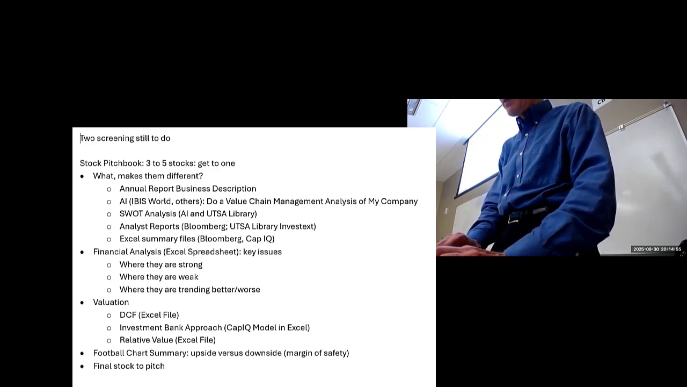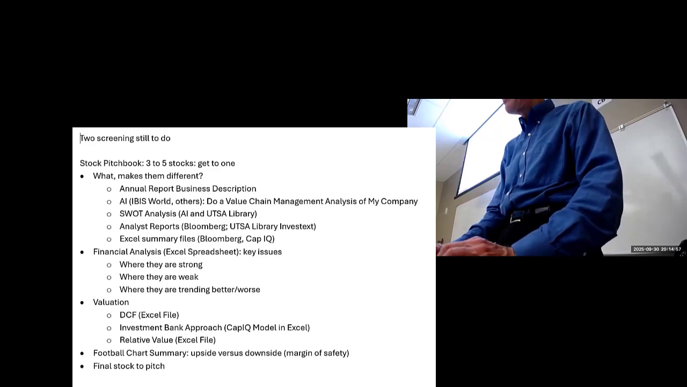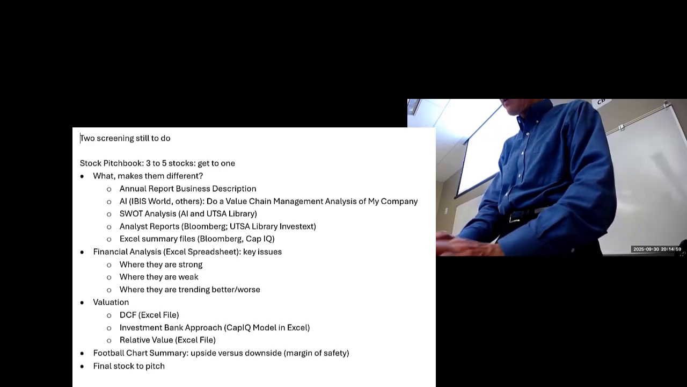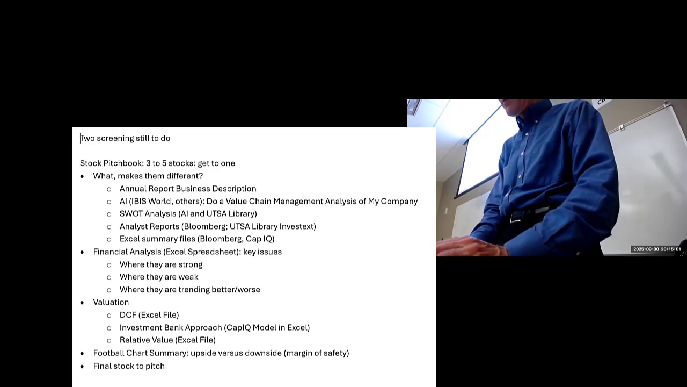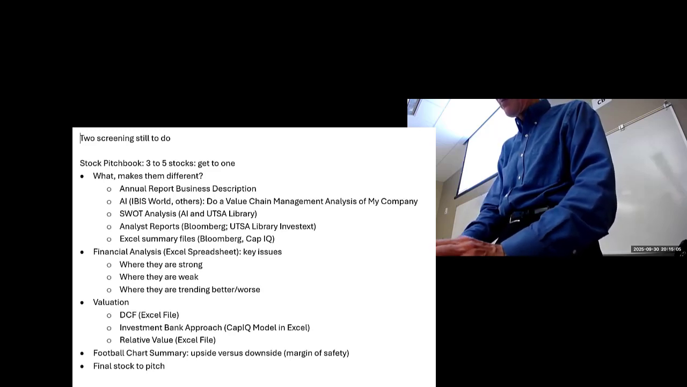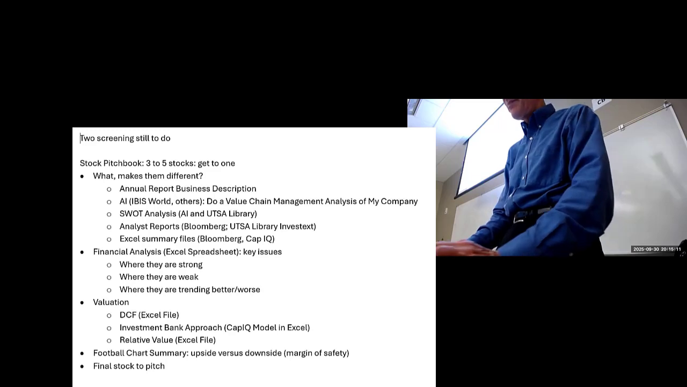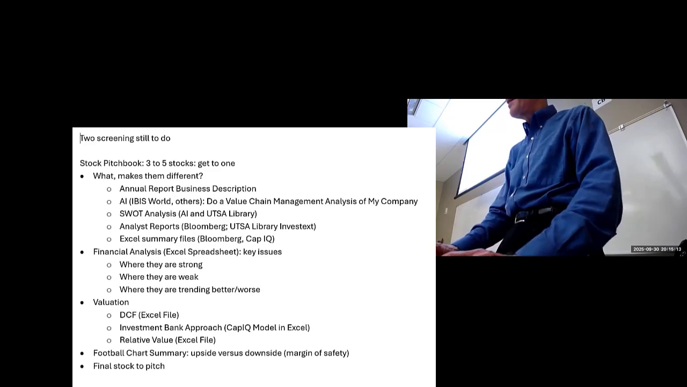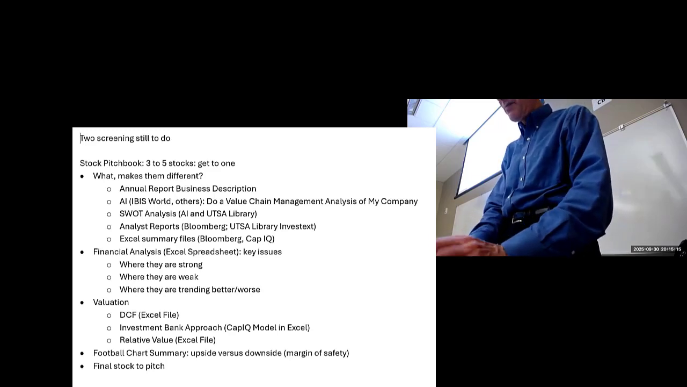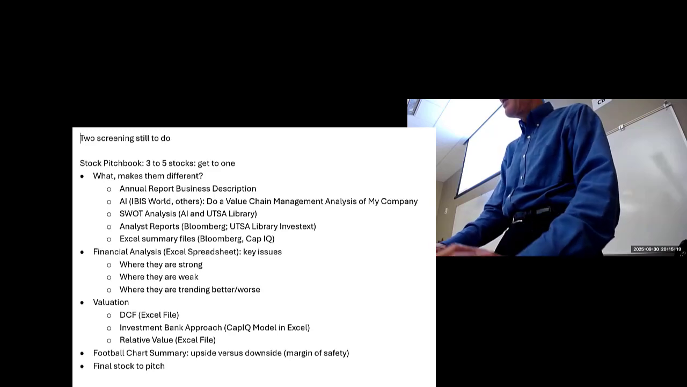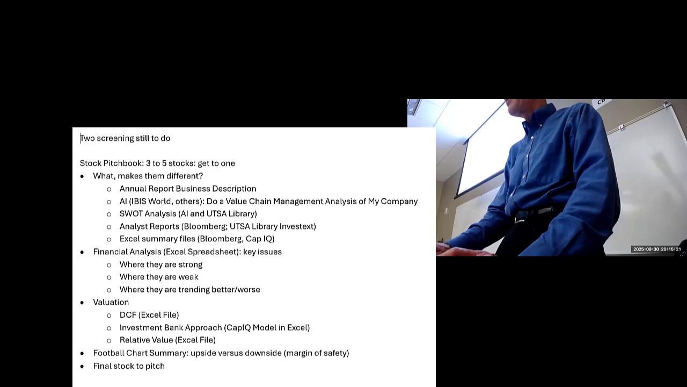So we're going to do DCF, and we're going to do the investment bank approach. That's a CapIQ model. It's already built. And then we're going to do relative value. And guess what? That's an Excel file. So I've already done all the work for you.